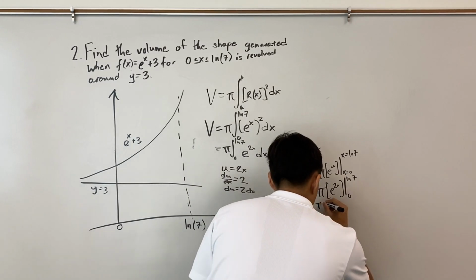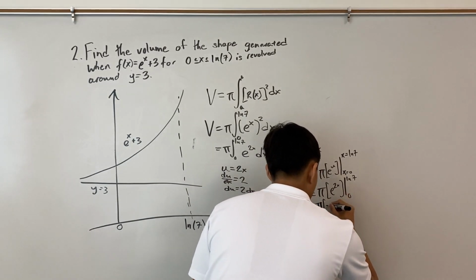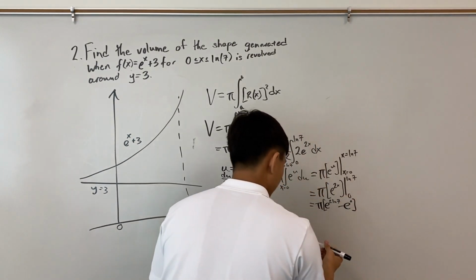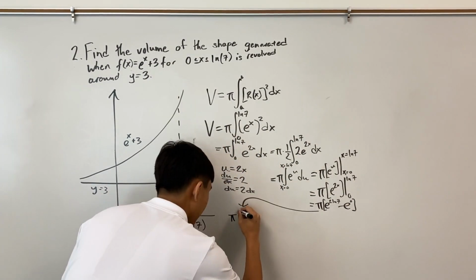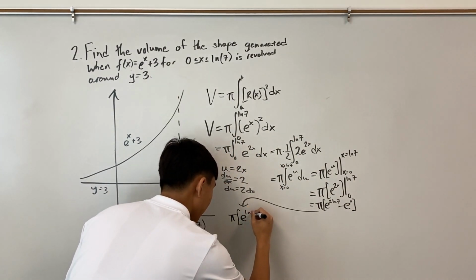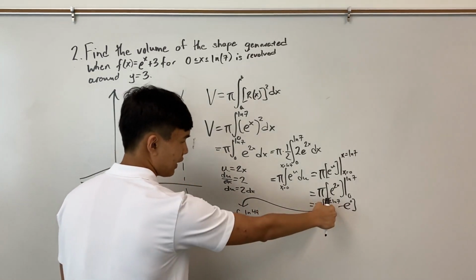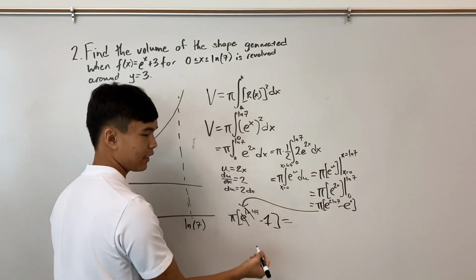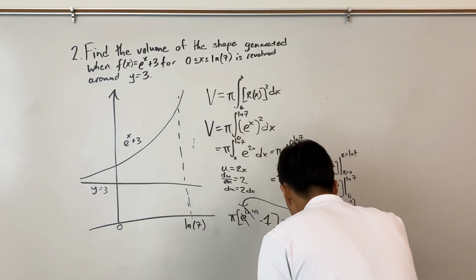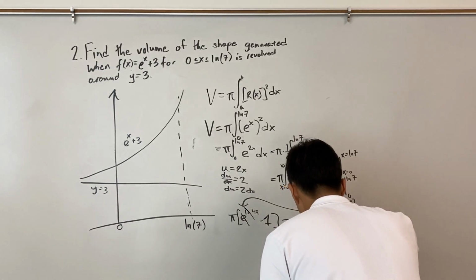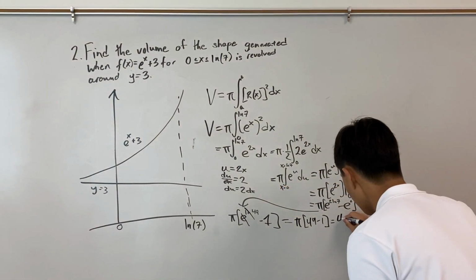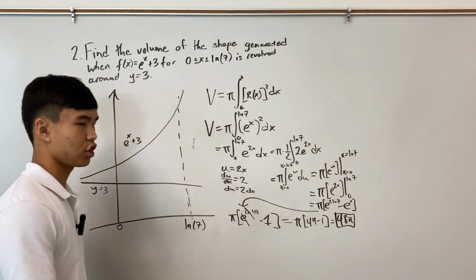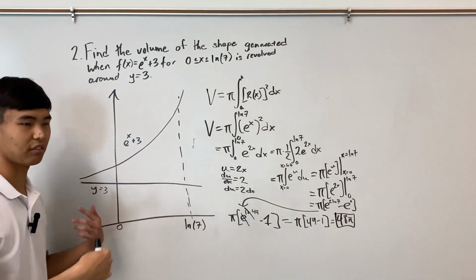And this is pi times 1/2 times e to the 2 ln 7 minus e to the 0. And we can write this as pi times 1/2 times e to the ln 49, because of ln properties, minus 1. So e and ln cancel. So this is pi times 1/2 times 49 minus 1, which is 24 pi. And that's the volume of the shape that's formed when this area is revolved around y equals 3.